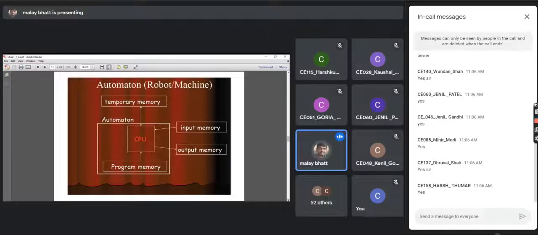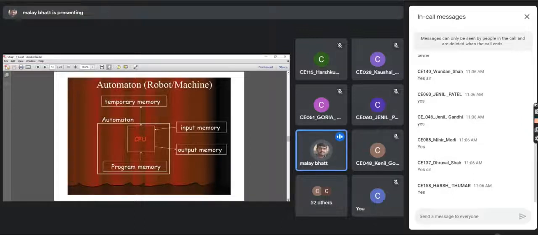So basically this automaton is an abstract machine, or we can say a robot. When we consider the automata, we give the input to this automaton and we get the output. This automaton consists of a central processing unit and the program memory. The temporary memory, input memory and output memory are not a part of the automaton. So automata includes only the central processing unit and the program memory.